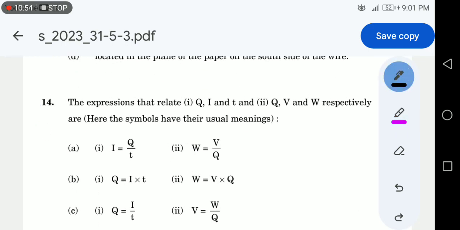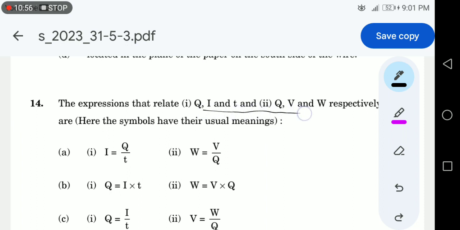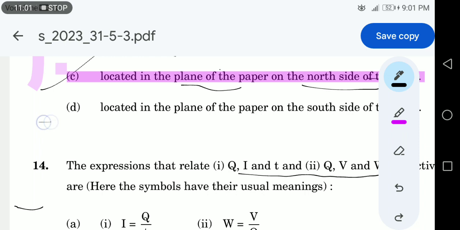Here are the expressions that relate Q and I. We know that I equals Q by T.